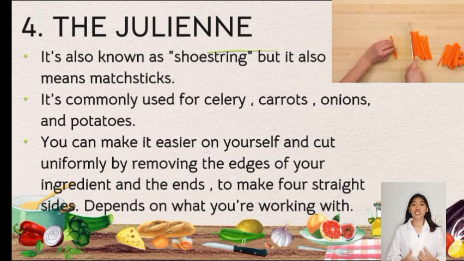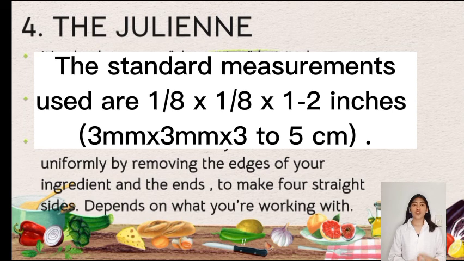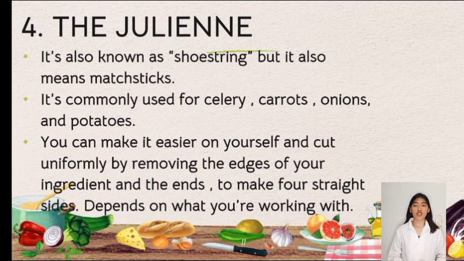Yum! You can make it easier on yourself and cut uniformly by removing the edges of your ingredient and the ends to make 4 straight sides. It depends on what you're working with. The standard measurements used are 1/8 by 1/8 by 1 to 2 inches. As you can see, the length can vary depending on your ingredients of choice. This cut usually applies to vegetables, but it also works for meat or fish, especially in the case of stir fries.